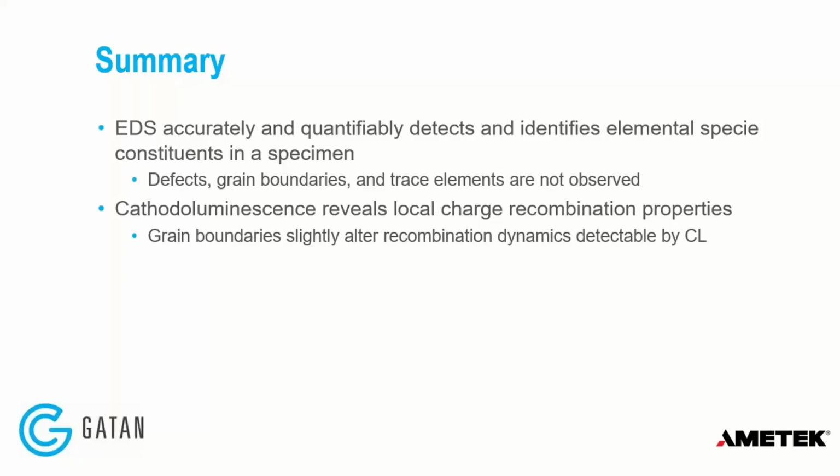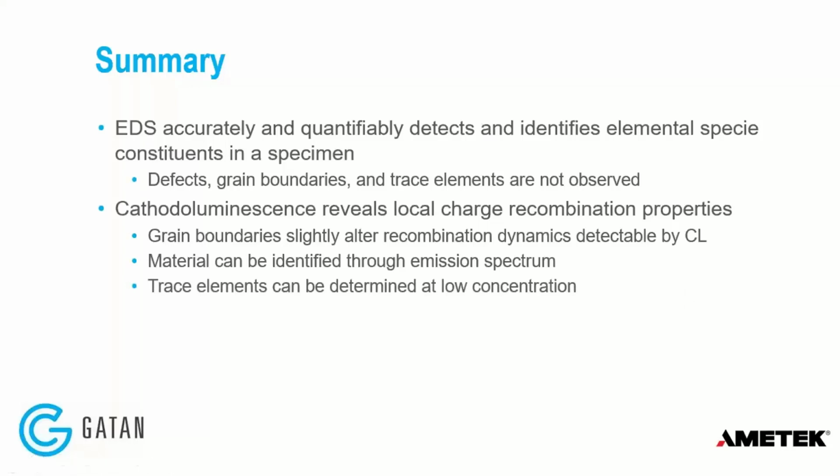And therefore, the grain boundaries slightly alter the recombination dynamics detectable by CL, and therefore we can use this to identify different grain boundary and textural features. The material can be identified through emission spectrum. So specific phases such as spinel have unique CL signatures that can be used to identify those phases.